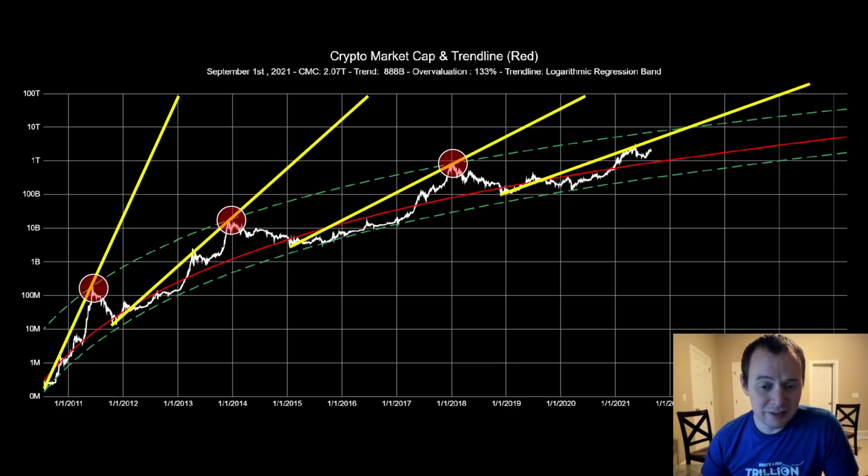Now, what you'll notice is that there were 3 prior peaks that are highlighted in red. We also have very distinct bottoms every single market cycle that we now have highlighted in green.